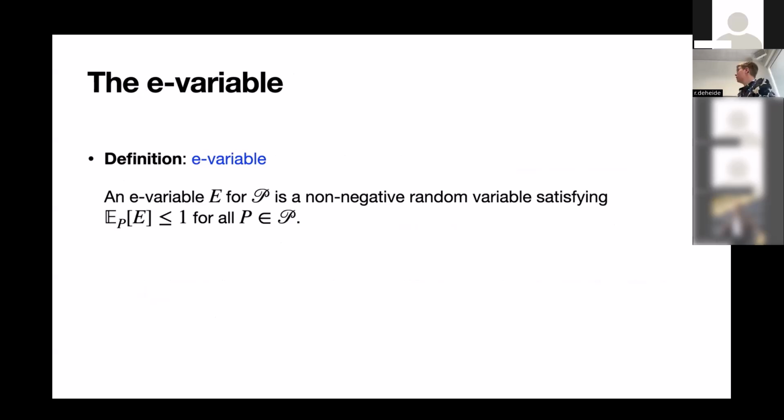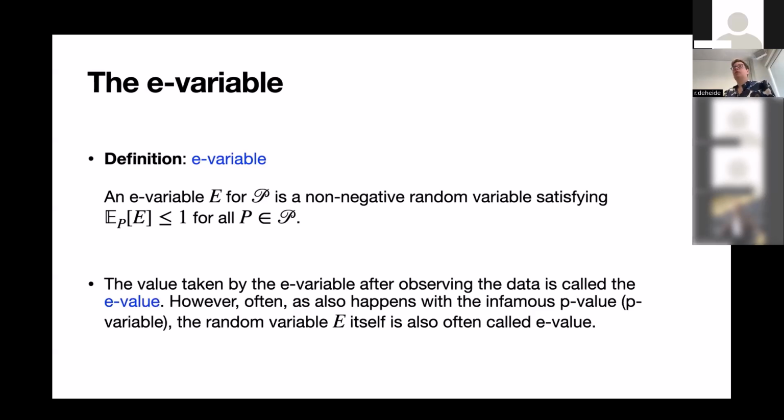And now the definition of an E variable, to be very precise, for a set of probability distributions P, is a non-negative random variable E satisfying that its expectation under every distribution in the set of distributions is at most 1. So if the data really comes from one of the distributions in this null hypothesis, then we do not expect E to become large. And in particular, we do not expect it to become larger than 1. So this is an E variable.